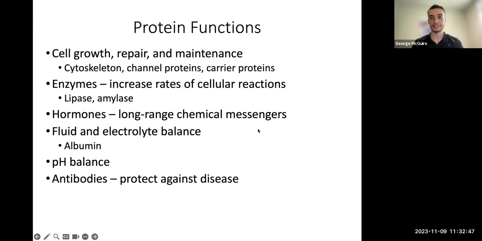They are what act as antibodies, so proteins in our immune system cells recognize invaders and then ultimately help us kill them and remove them. And then lastly, proteins can be used as essentially our last source of energy.